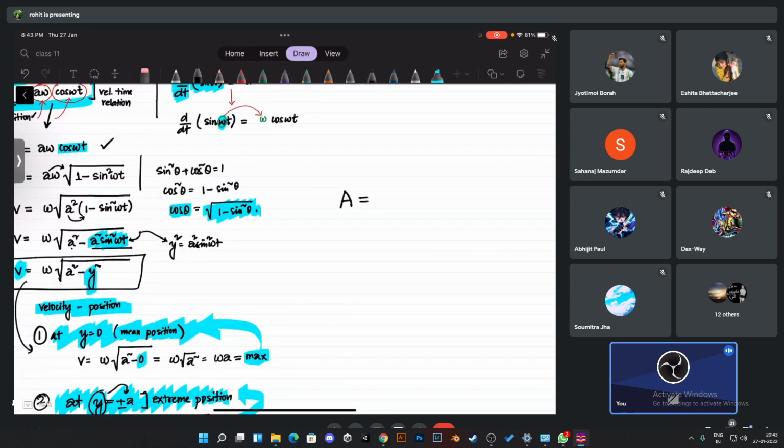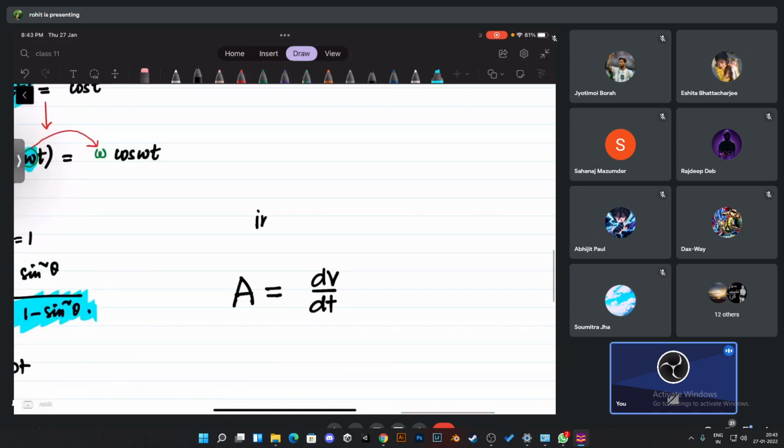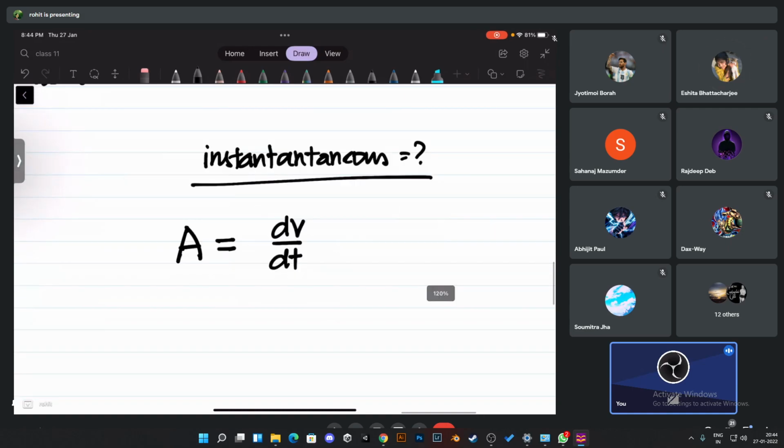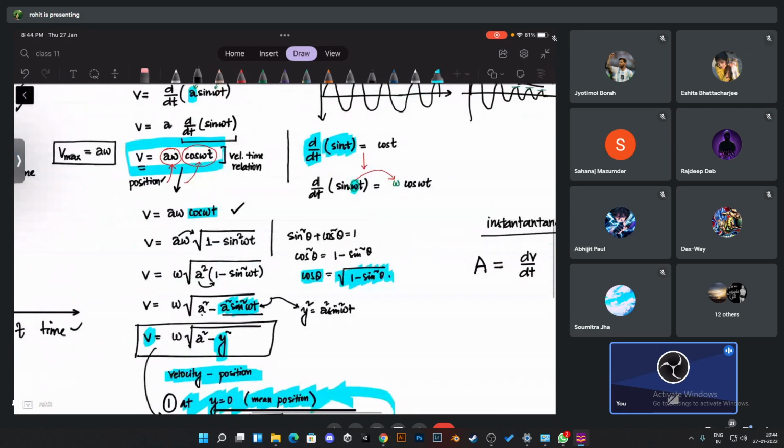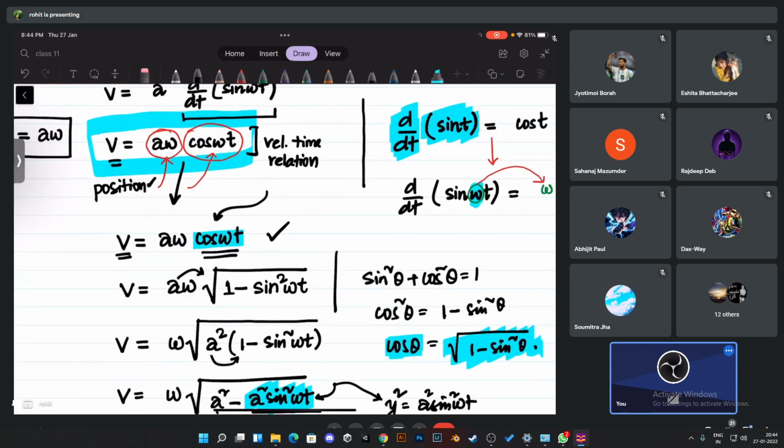How do you find acceleration, guys? Rate of change of velocity, dv by dt. I'm again calculating instantaneous acceleration. That means I want to know at what time what will be the acceleration. For that I'm going to go back and use this one. Don't forget, this is called the velocity time relation, and I can directly plug this in over there. So a omega cos omega t.